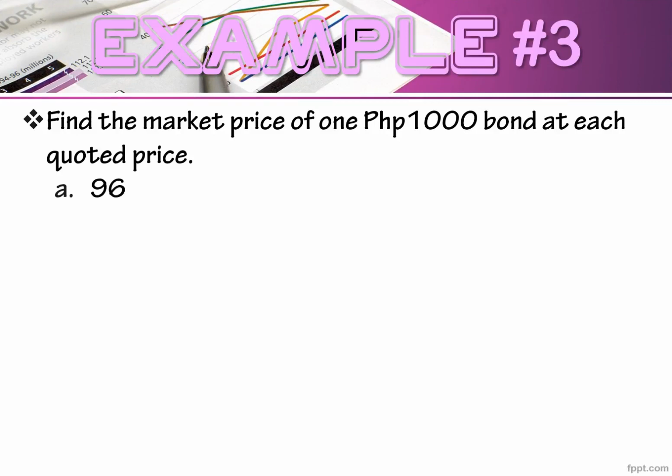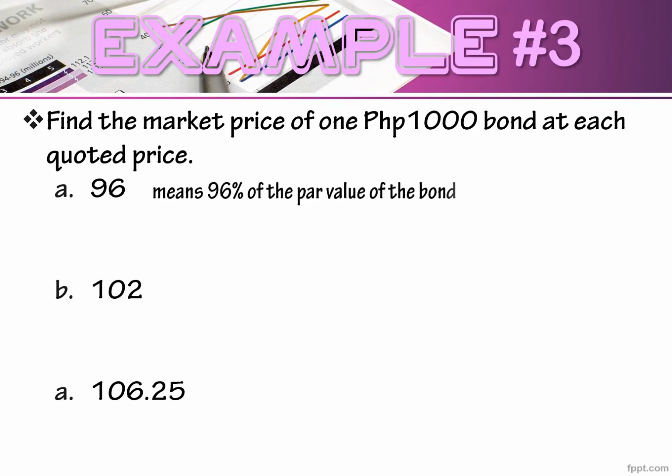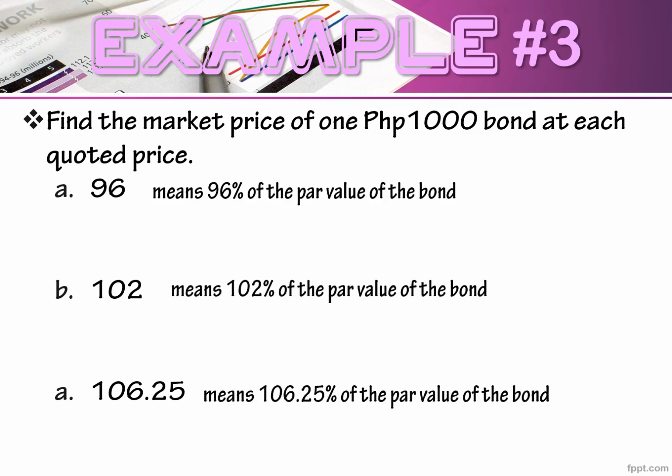Okay, let's have this example. Find the market price of a 1,000 bond at each quoted price. So you have 96, 102, and 106.25. 96 means 96% of the par value of the bond. 102 means 102%. And 106.25 means 106.25% of the par value of the bond.